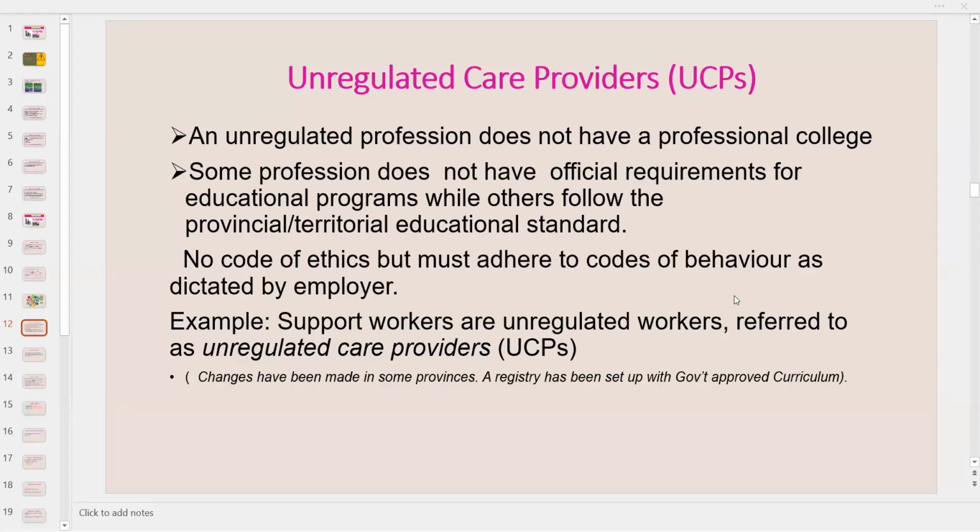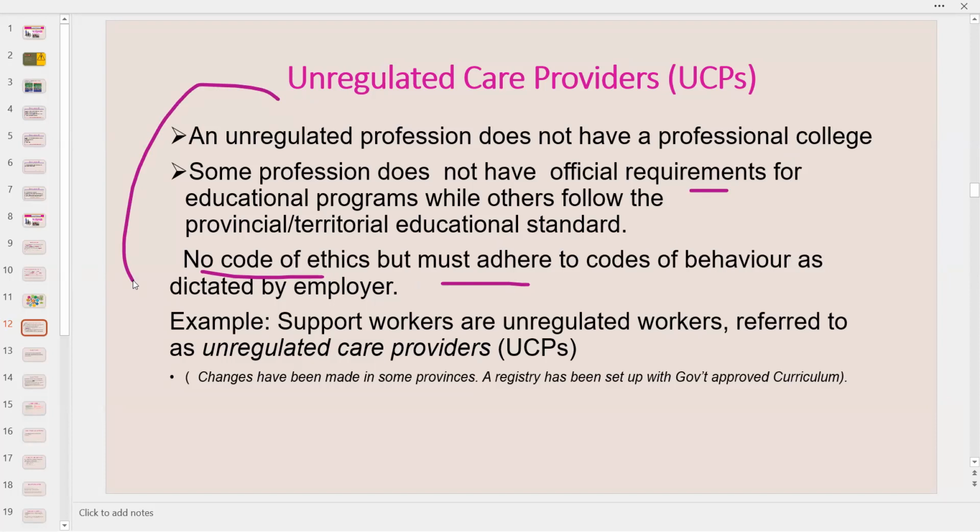The second type of profession is the unregulated profession. They don't have a professional college. Some of them do not have official requirements for educational programs, while others follow the provincial or territorial educational standards. They don't have a code of ethics, but they must adhere to the codes of behavior as dictated by their employers. So one of those unregulated care providers are the support workers.